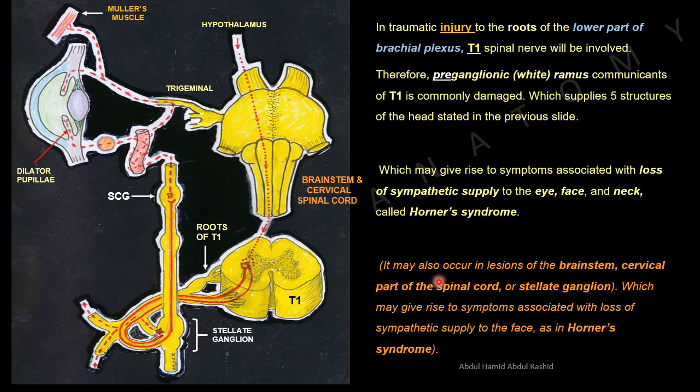It may also occur in lesions of the brainstem, cervical part of the spinal cord, or stellate ganglia, which may give rise to symptoms associated with loss of sympathetic supply to the face, as in Horner syndrome.